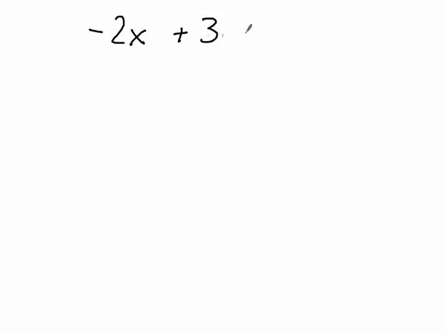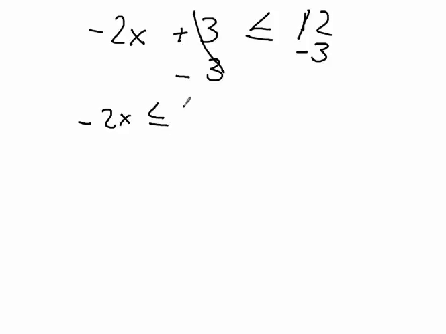Okay, let's say negative 2x plus 3 is less than or equal to 12. Again, we're going to solve this just like we would in an equation. Okay, so we're going to subtract our 3. Then we have negative 2x is less than or equal to 9. Okay, then in order to isolate the x by itself, we need to divide both sides by negative 2. So now we're going to get x and negative 9/2.